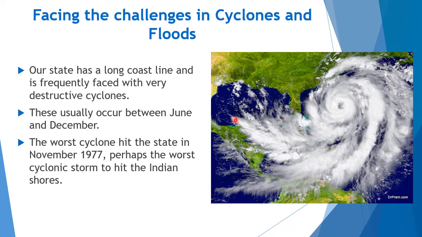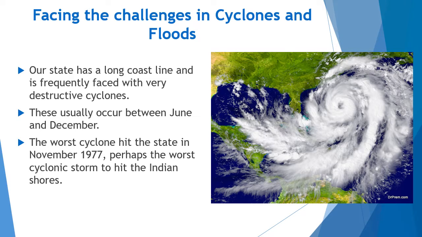Like that, previously we got one, which we may not know. In 1977, in the month of November, we got the worst cyclone in Andhra Pradesh. It was the worst in India, on Indian shores. Totally it collapsed things. Many people died, and they totally lost their work. Many problems they have faced.